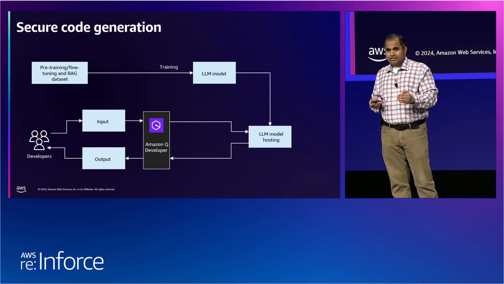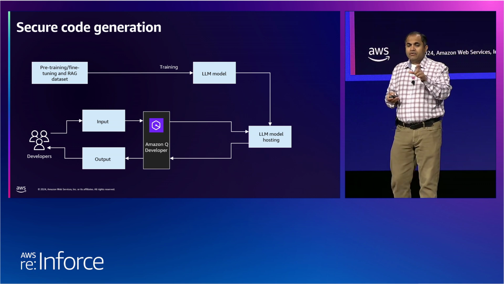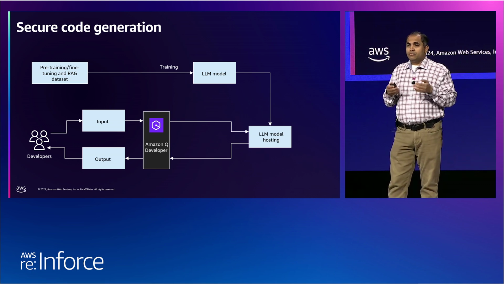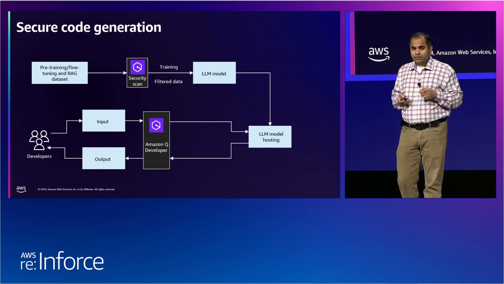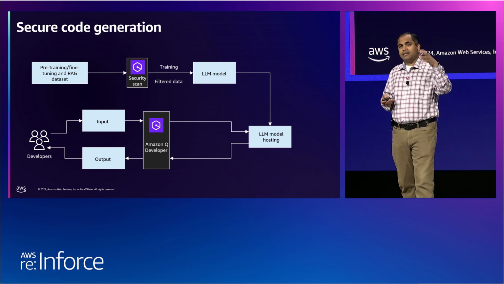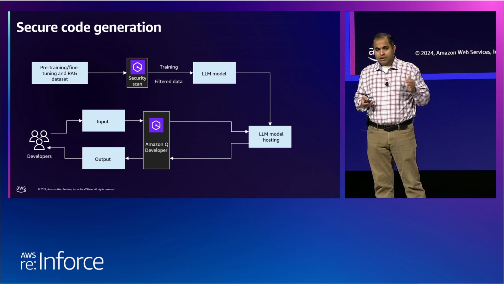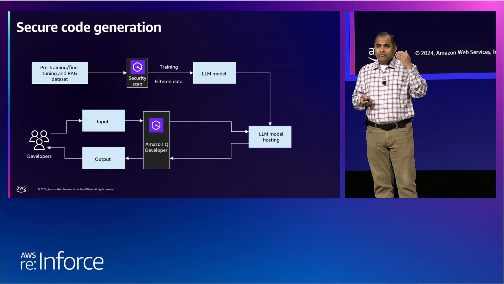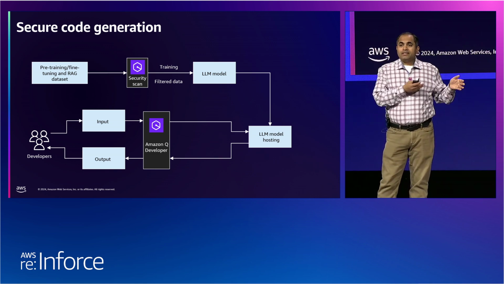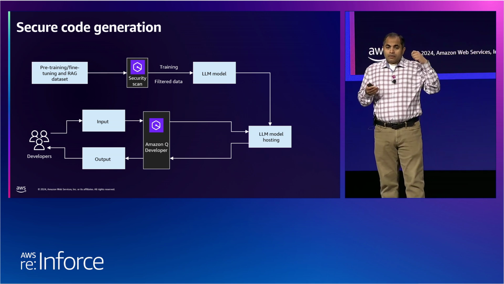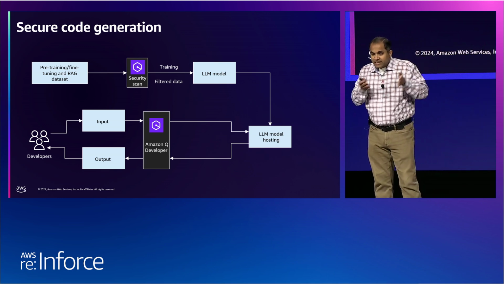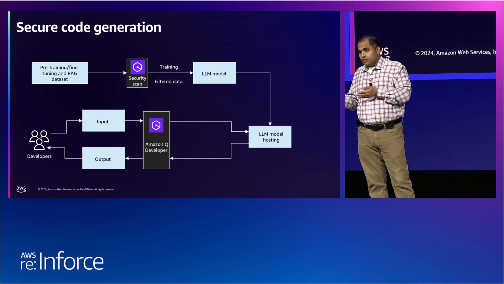There are a lot of other stages which happen. But here we identify a couple of ways where we can make the code generation from AI secure. The first thing we have done is add security scanning in the data ingestion process itself. When the data is getting ingested, we run the security scan, we filter out the code which has high and critical vulnerabilities, and we train the model using the filtered secure code.